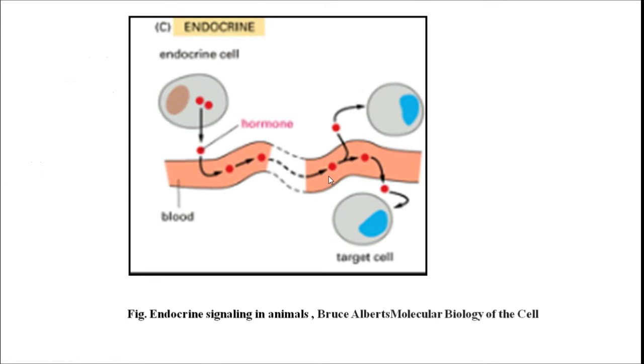Within this diagram, you can see the endocrine mode of signaling. So this is the endocrine cell. It synthesizes the signaling molecule, here we can see the hormone. Now this hormone, through the circulation, can be carried to the target cells which are situated at a distance, or far away from the hormone secreting cell, and such a mode of cell signaling is known as endocrine signaling.